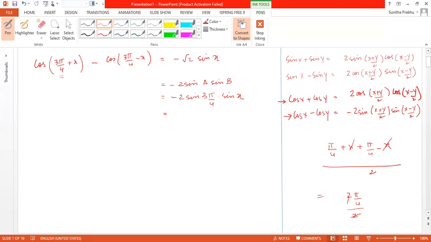Challenge is, what do we do with 3 pi by 4, right? We can write it as minus 2 sine of pi minus pi by 4 into sine x. So sine of 180 minus pi by 4 is sine pi by 4. Can you please explain me why, what logic you used for this?